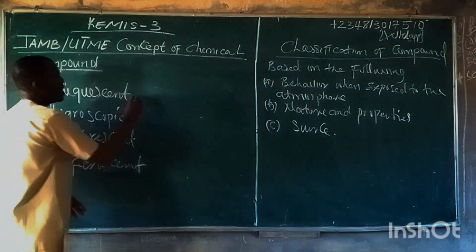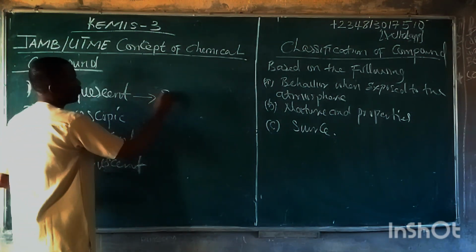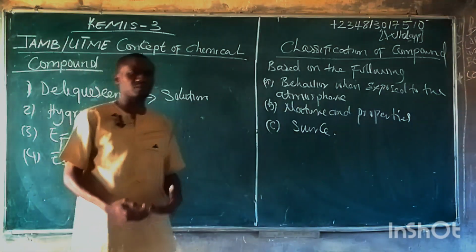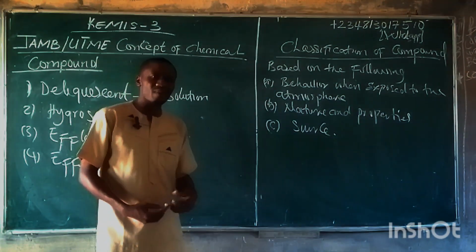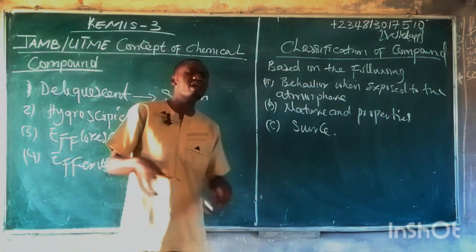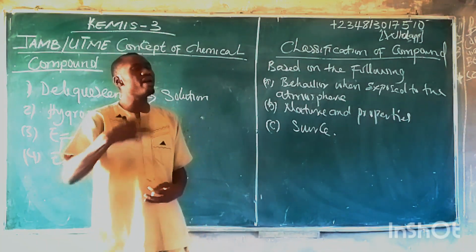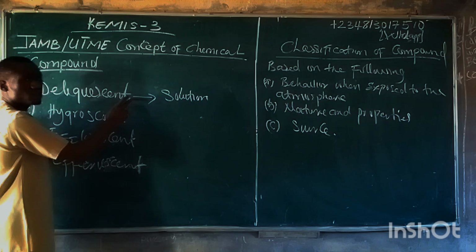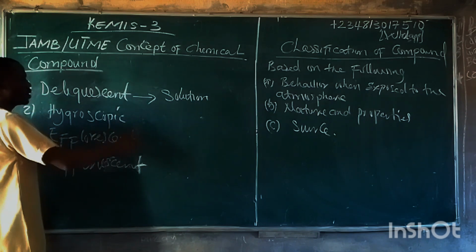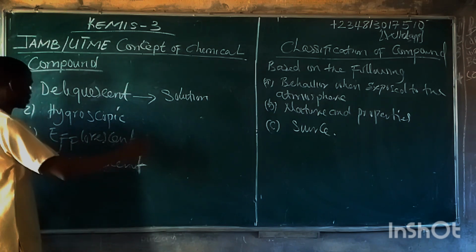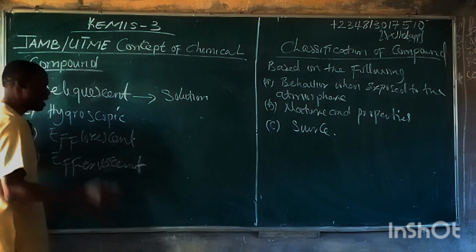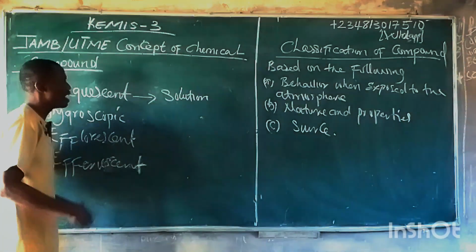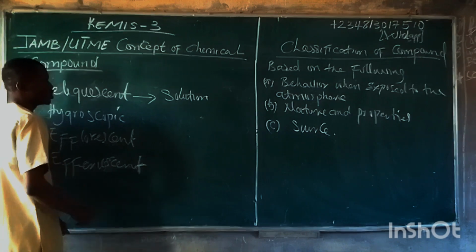For instance, a deliquescent substance forms a solution when exposed to the atmosphere. And then JAMB will ask you a question, which of these compounds forms a solution when exposed to the atmosphere? And then they say option A, deliquescent, option B, hygroscopic, option C, efflorescent, option D, effervescent. The answer is deliquescent. It's the deliquescent substances that form a solution when exposed to the atmosphere.